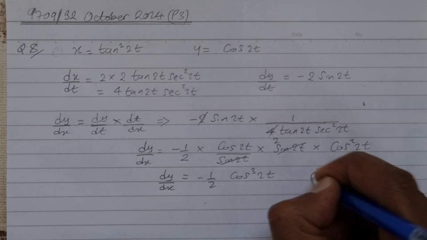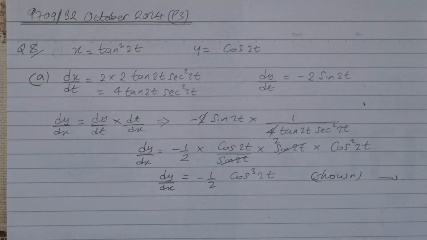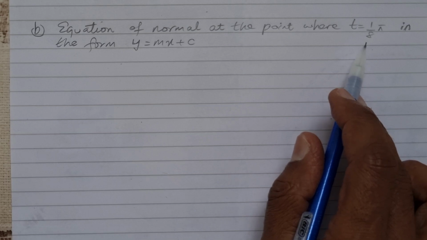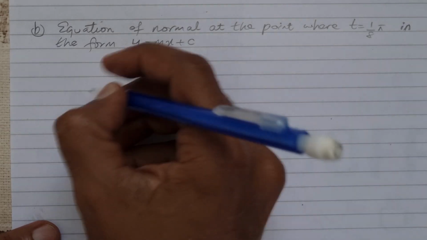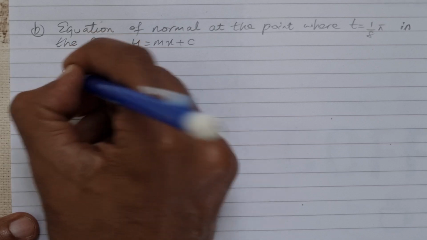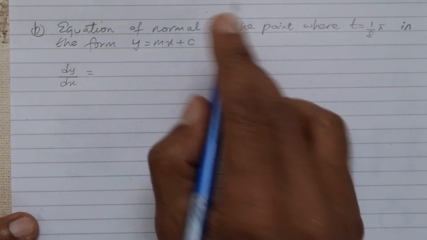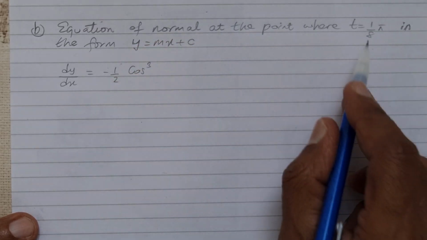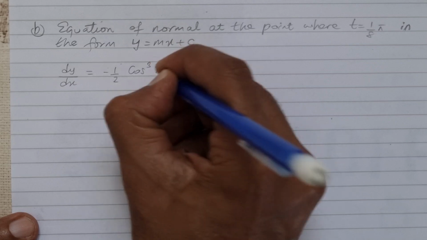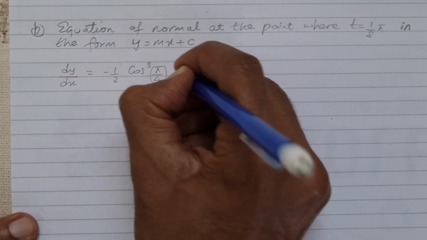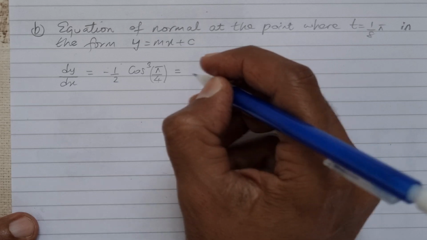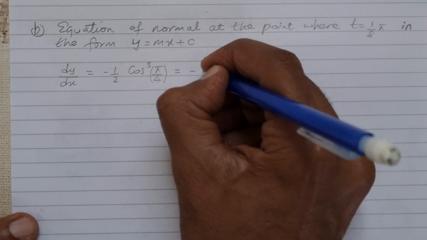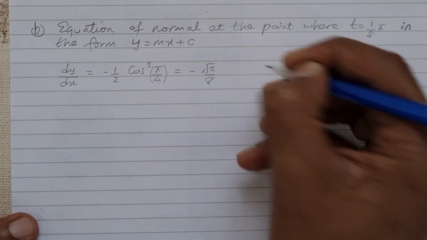So here we are. Part A of the question is done. Now for the equation of the normal at the point where t is equal to 1 over 8 times pi, we can try and find dy by dx first of all. So what is dy by dx? It was found that dy by dx was negative half cos cubed of 2 times t. So 2 times 1 over 8 is pi over 4, times pi. And if you do this on your calculator, you'll be able to get negative root of 2 over 8.